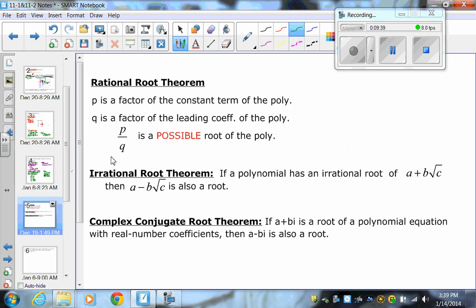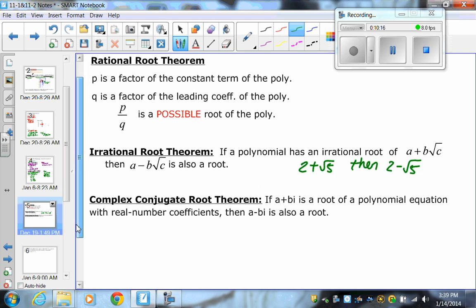Rational root theorem. This will make more sense to us when we start working problems in just a second. But when I'm referring to this, the p is the factors of your constant term, and the q is the factors of your leading coefficient. All of our possible roots are going to be p over q. The irrational root theorem states that if, for example, I tell you that 2 plus radical 5 is a root, then 2 minus radical 5 is also a root. These come in pairs. You can't have one without having the other.